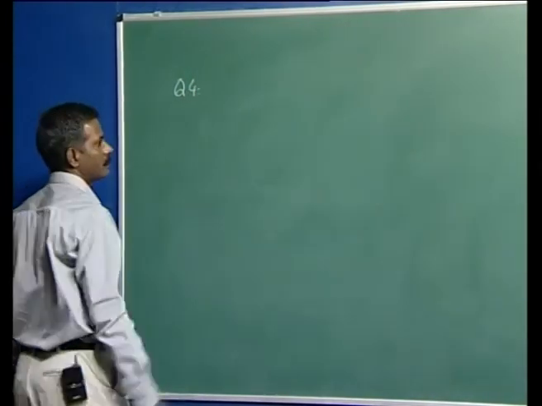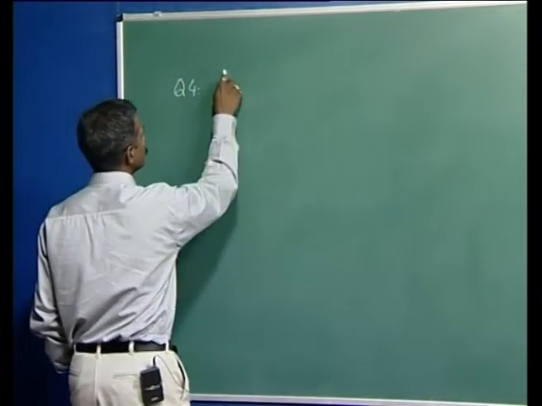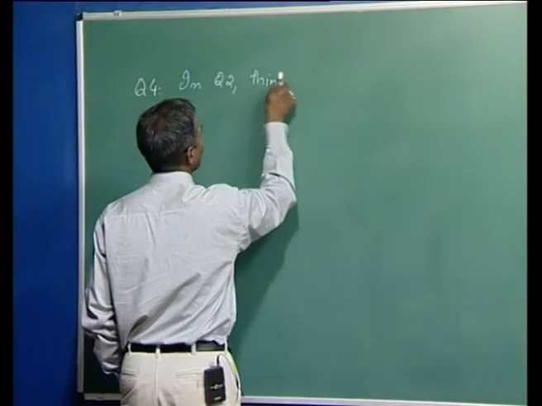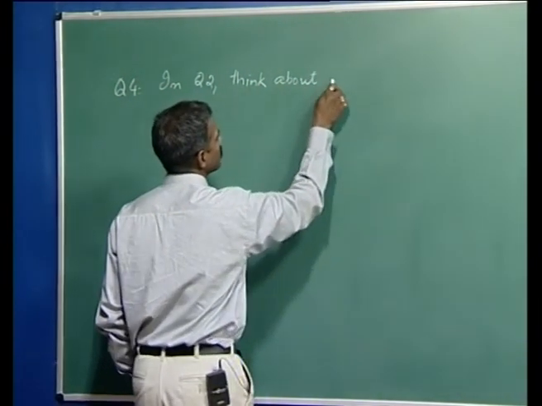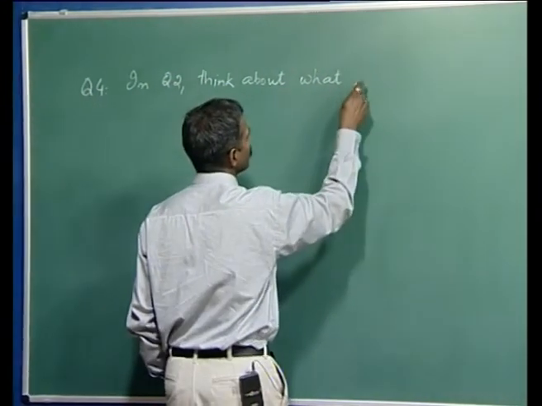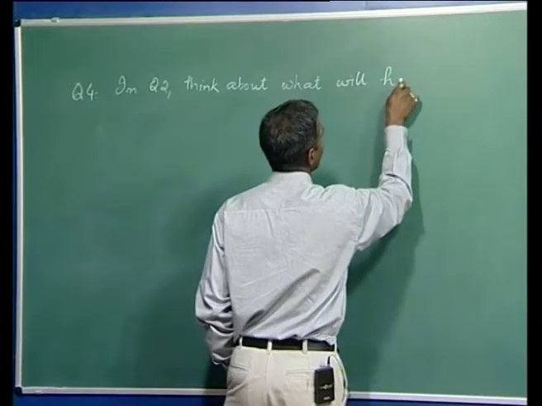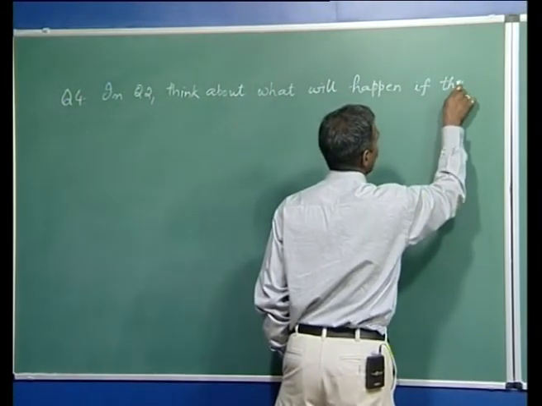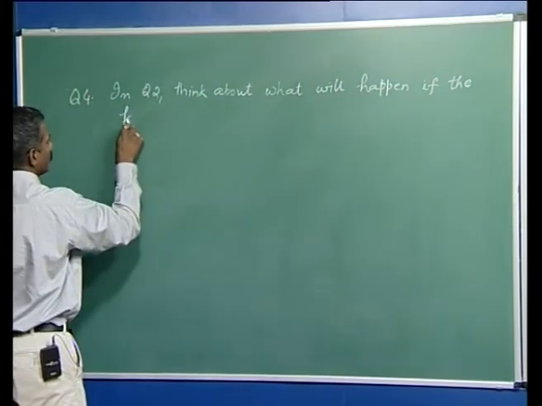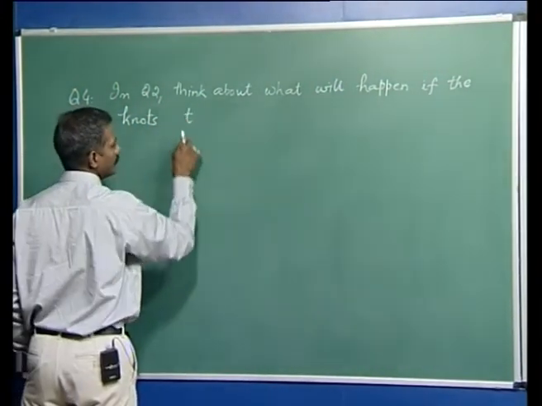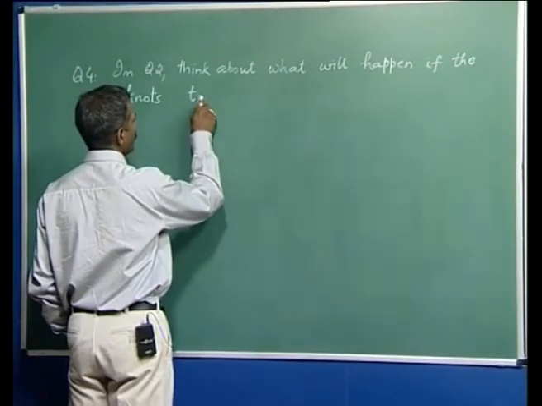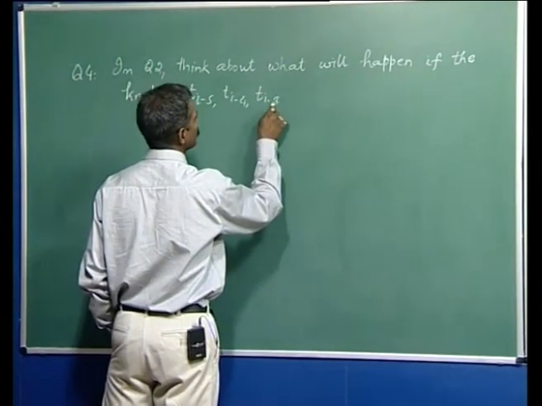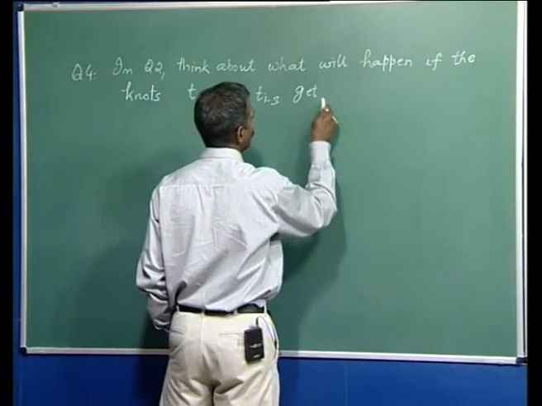Question 4. In question 2, think about what will happen when knots t_(i-5), t_(i-4), t_(i-3) get merged.